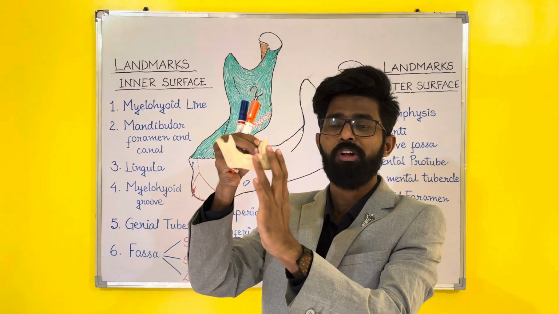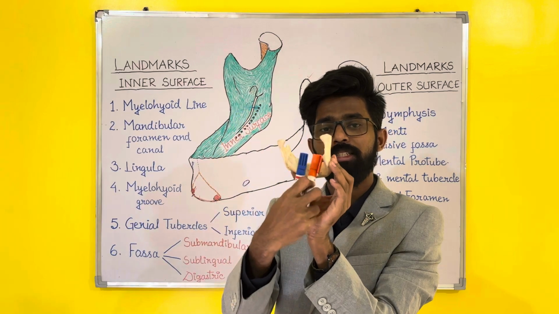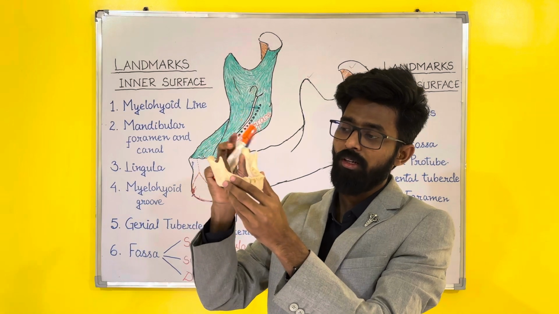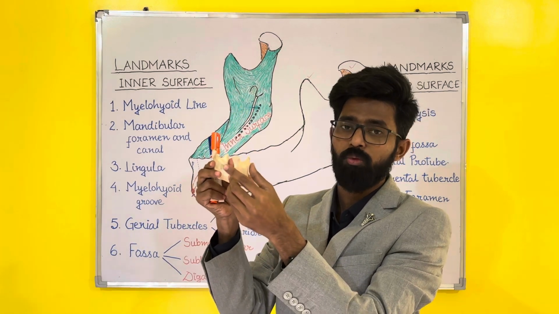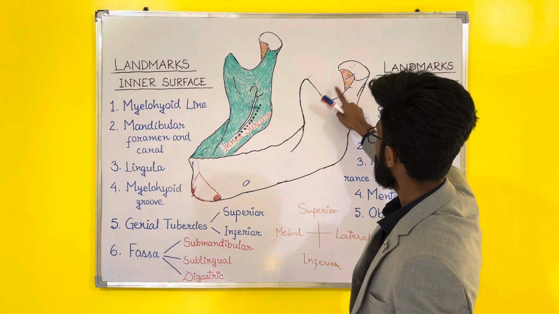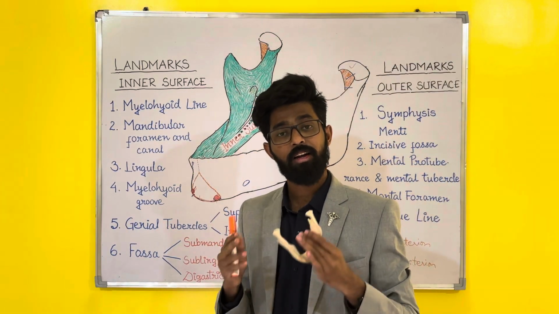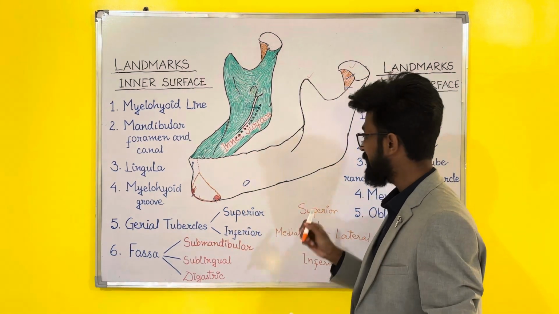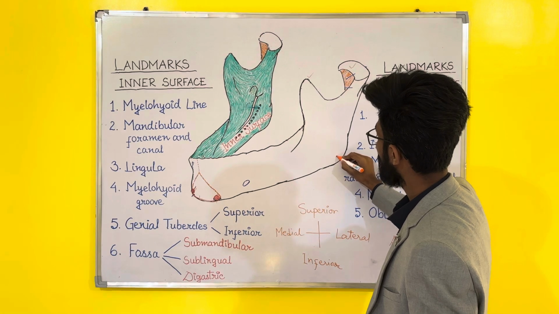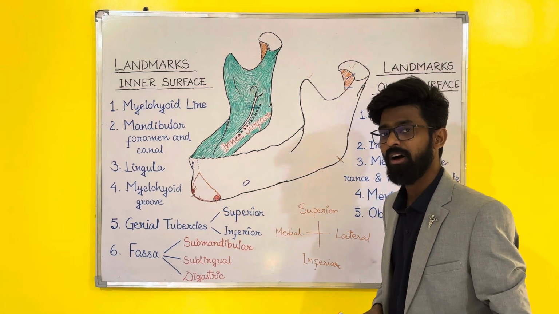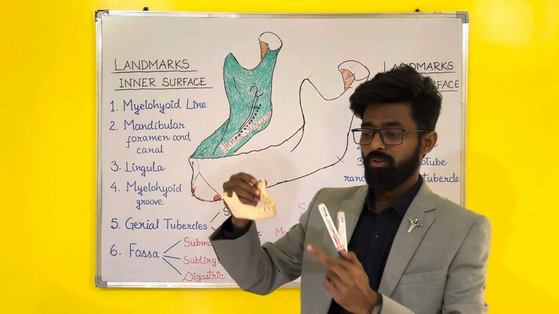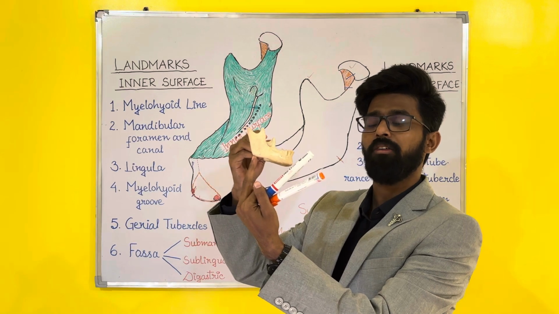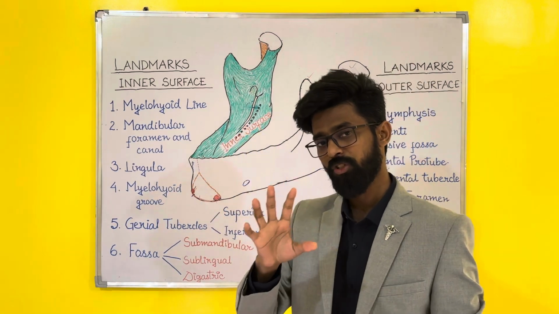This portion is called the body of mandible. This is the outer surface. This one is the inner surface, and this is the body of mandible. Now, the upward projected portions, these two, this one and this one, they are called as the ramus of mandible. And the portion where body and ramus meet, this portion, this is the angle of mandible. So this is the body of mandible, this is the ramus of mandible, and this portion is the angle of mandible. This is the basic structure.